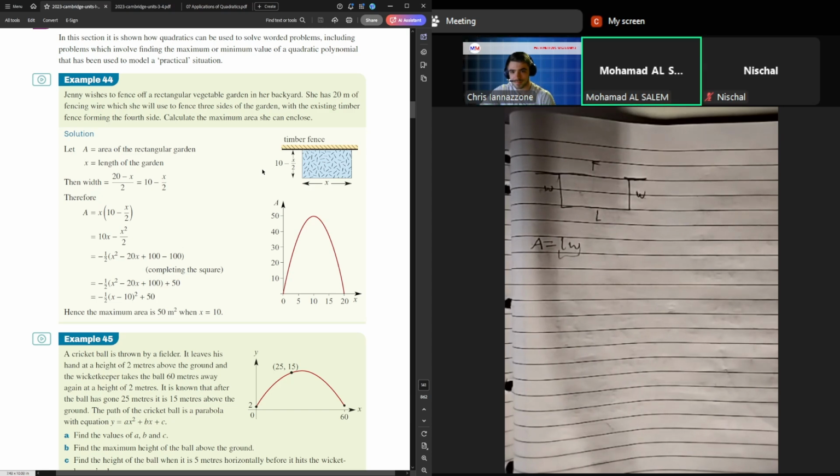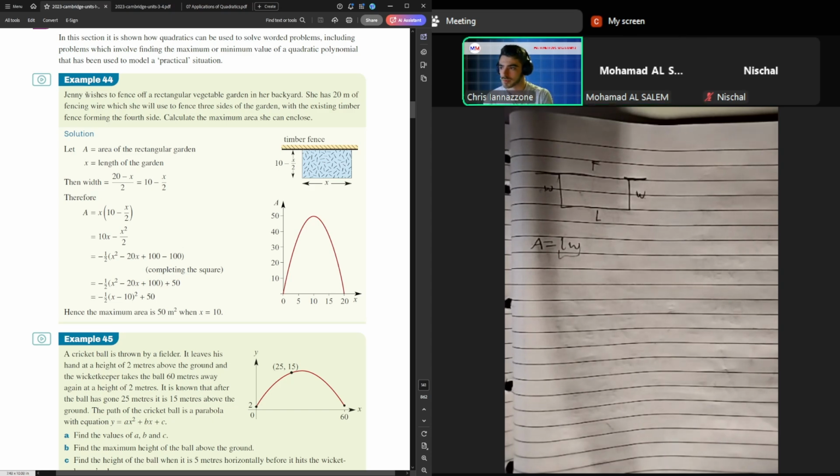Should we sub in what we know? Well, what do we know? What could we sub in? Is there any, go ahead. Is the 10 minus x over 2, is that given?